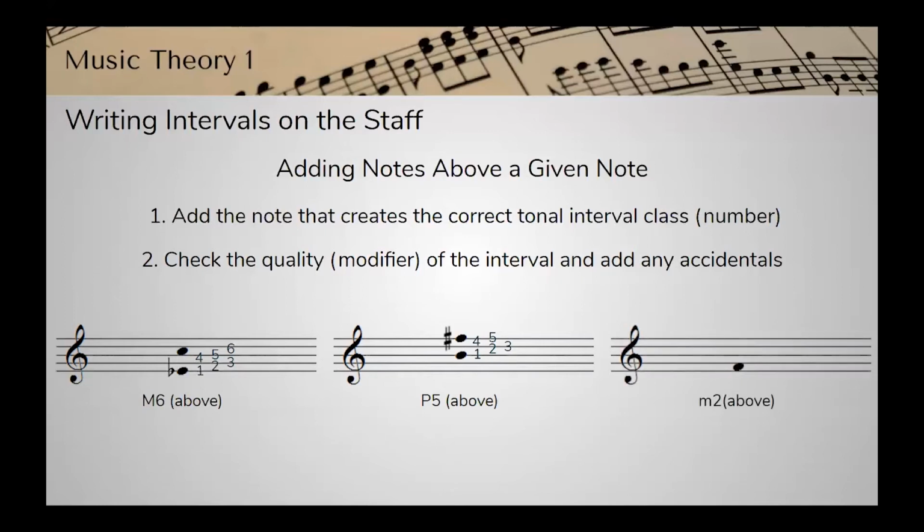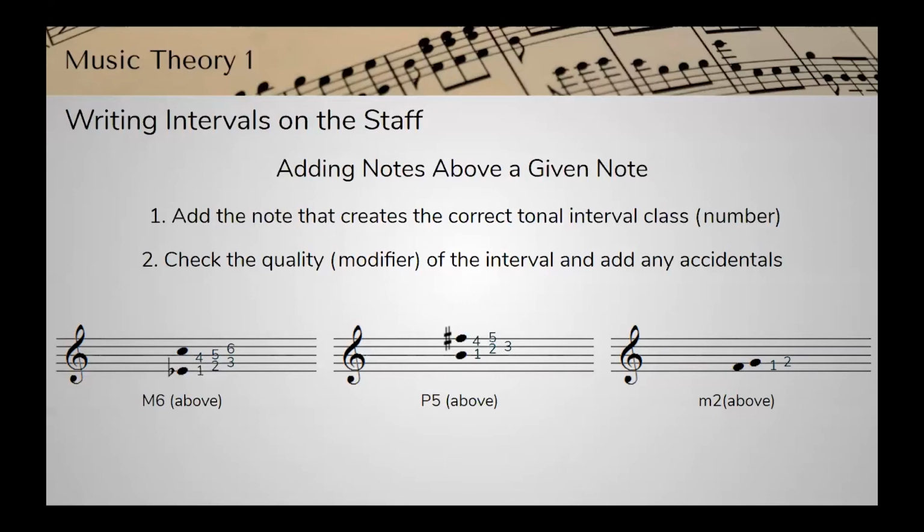We're going to try to find a minor second above that F. Okay, so the first thing you want to do is just count up 2 lines and spaces, and we know that we need to add a G for this to be a second. Then we want to check to see if that is a major or minor interval. And so in an F major scale, the second scale degree will be major, right? So that is a G natural, but we need this to be minor.